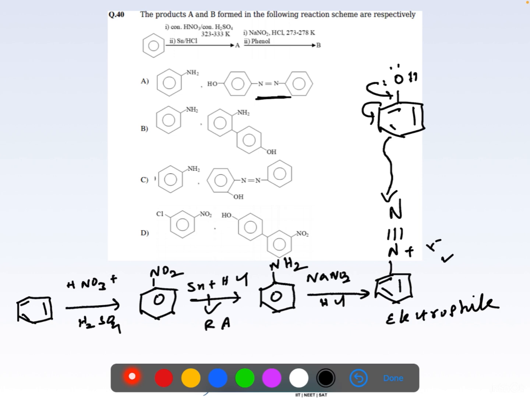So here the A is this aniline and the product B is this azo compound. So the correct option is A.